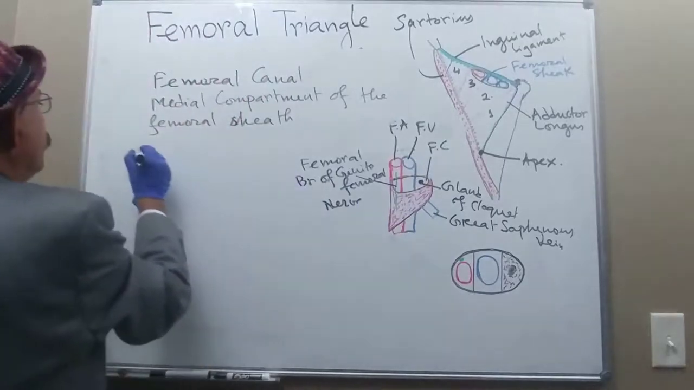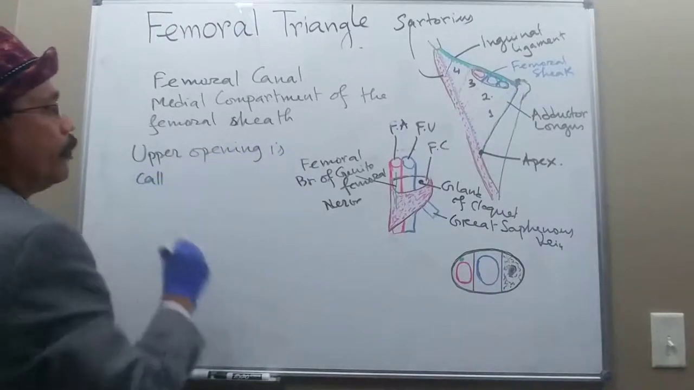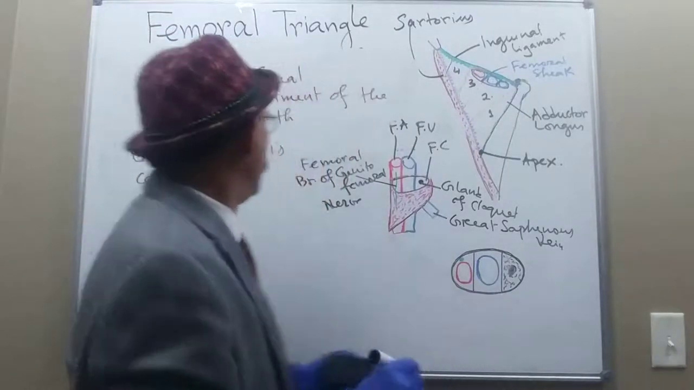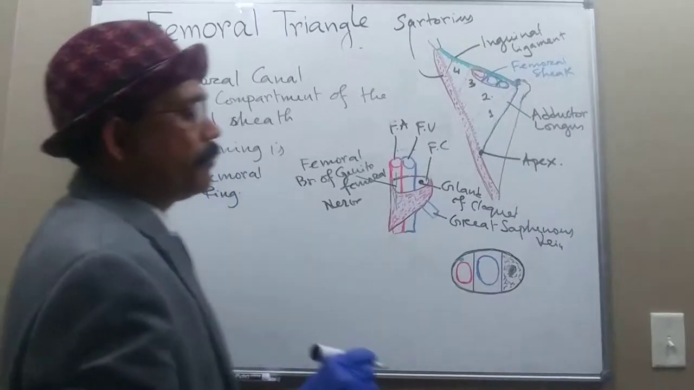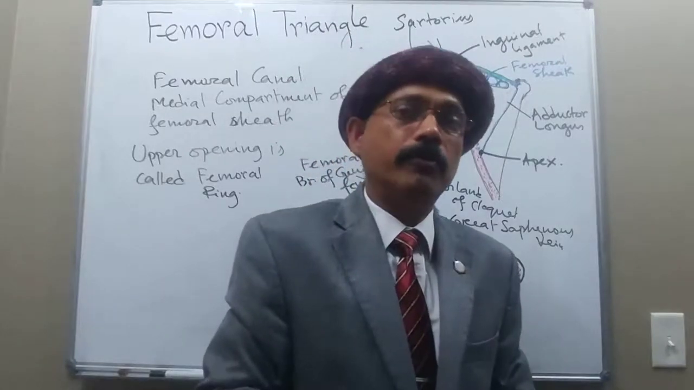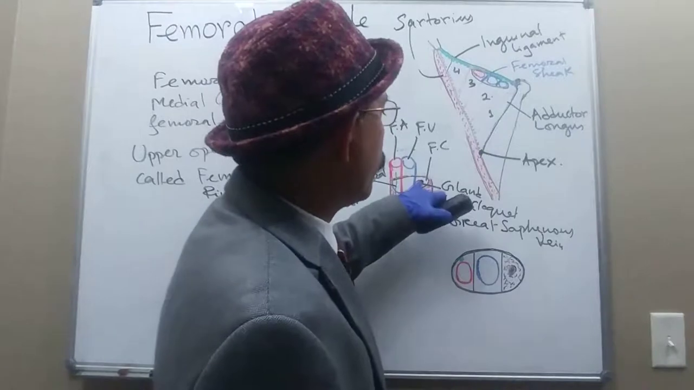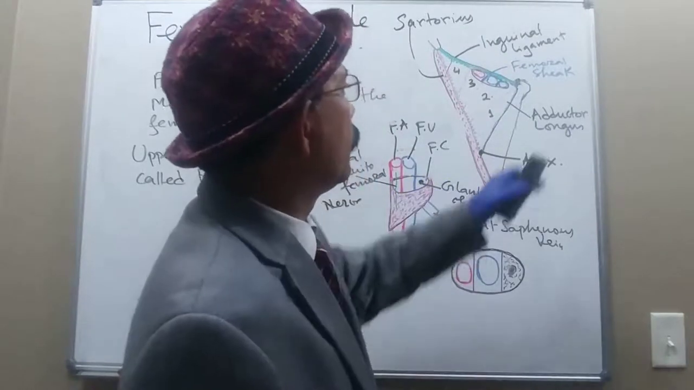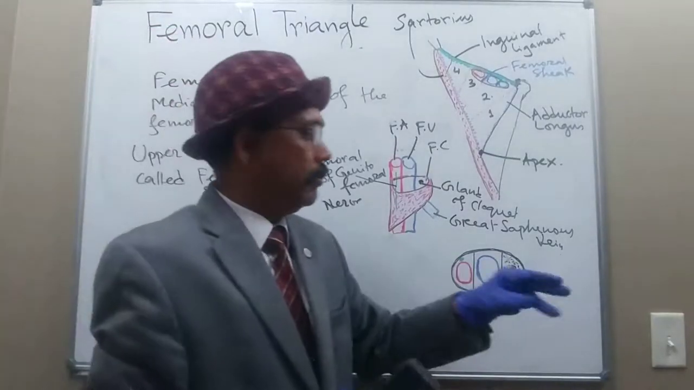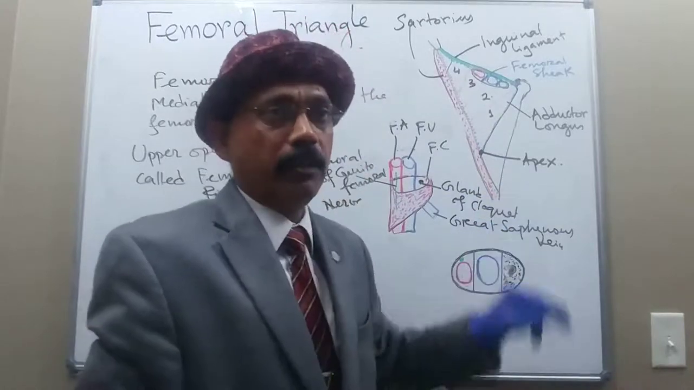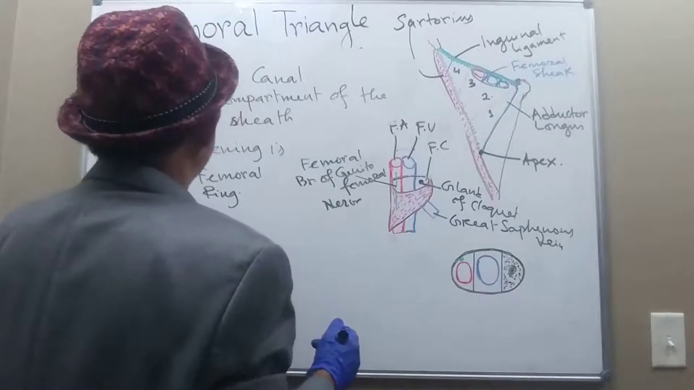And the upper opening of the femoral canal is called the femoral ring. That femoral ring is closed by a condensation of extraperitoneal connective tissue, and this contains the gland of Cloquet plus some loose areolar connective tissue. And there is a depression where the parietal peritoneum goes over this, called the femoral depression. Okay, we got the femoral canal. Upper opening is called femoral ring.